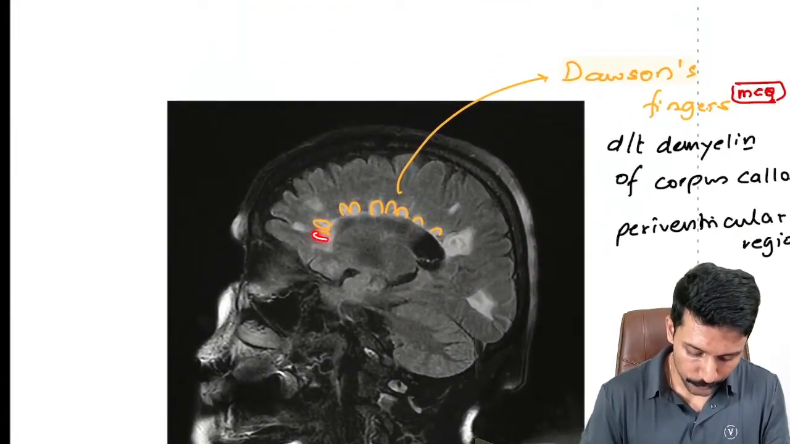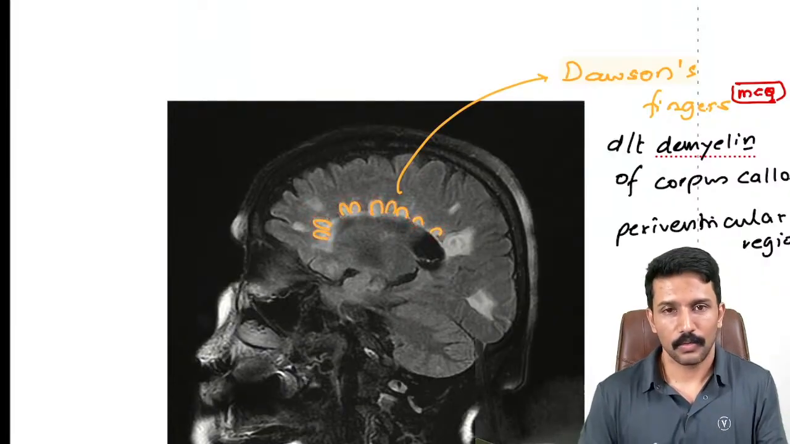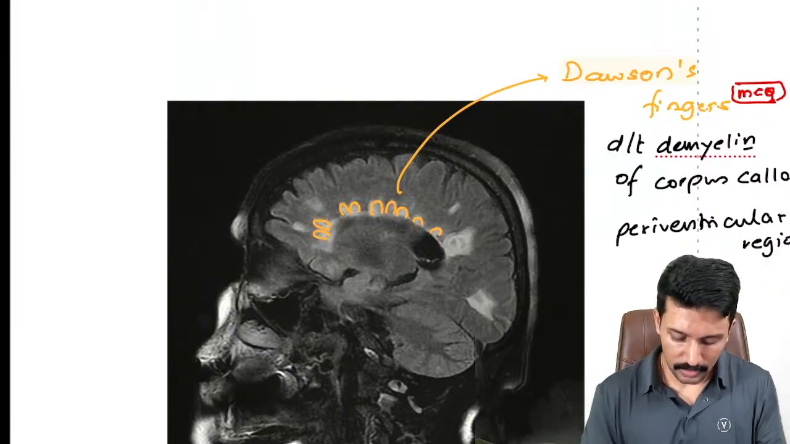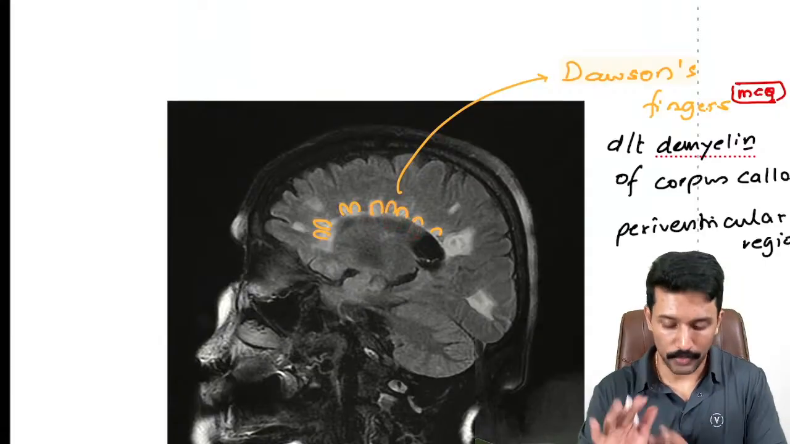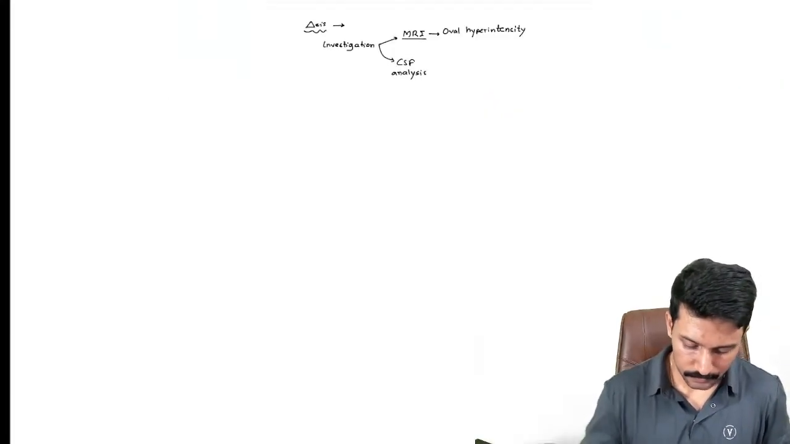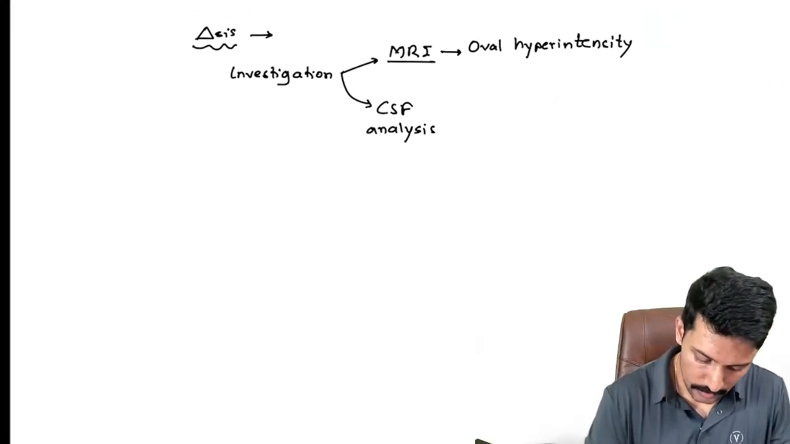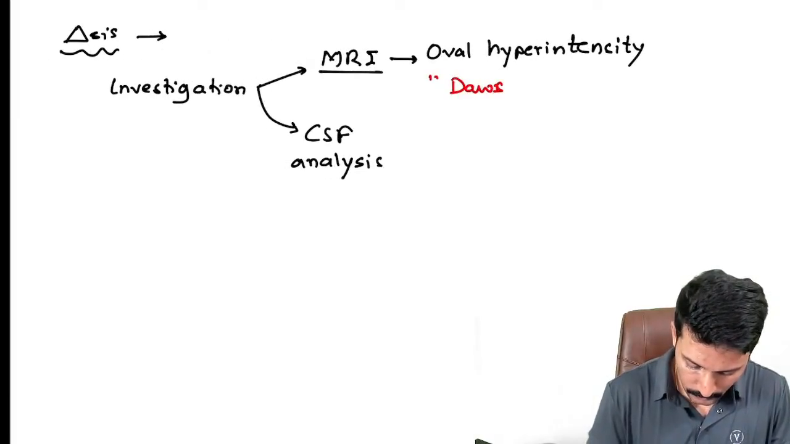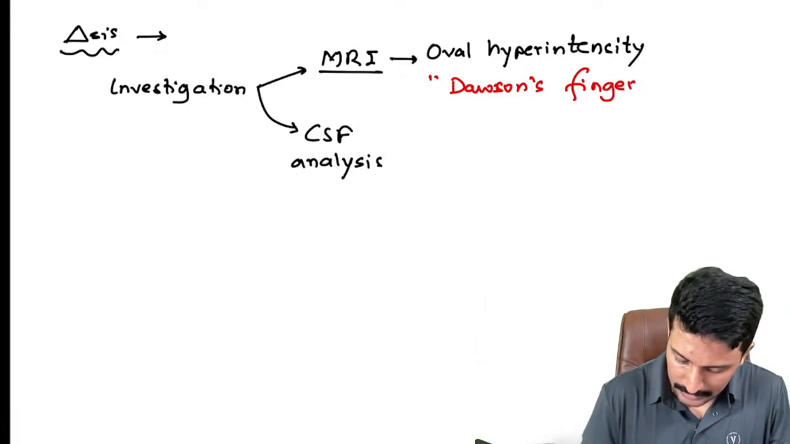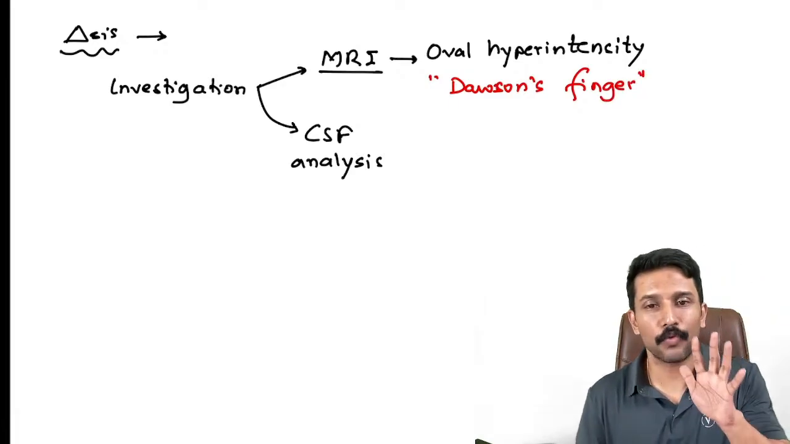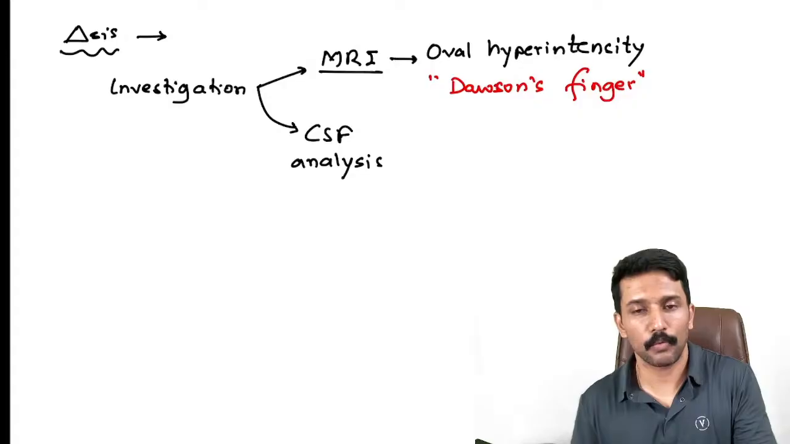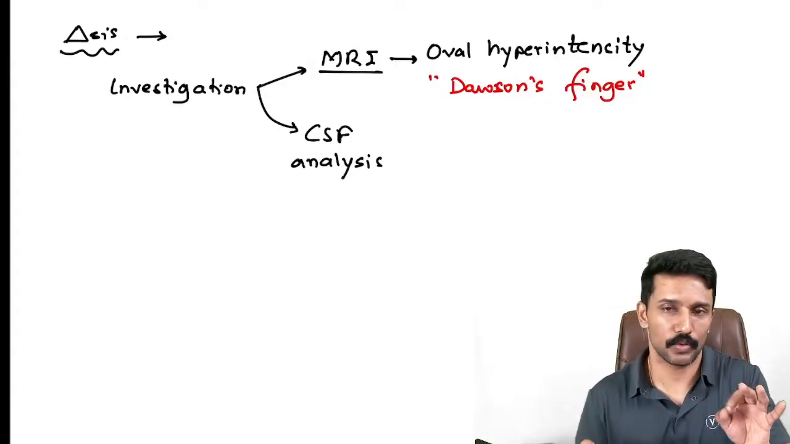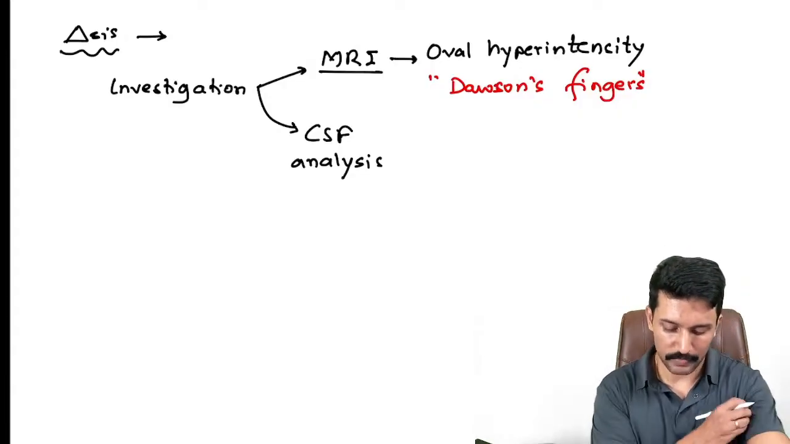So these oval-shaped hyperintensities, which appear like finger-like projections coming out from the ventricle, we will call Dawson's fingers. So I want you to remember this. Dawson's fingers: oval hyperintensities appear to arise from the ventricles. They are pointing towards demyelination of the corpus callosum, and we will call them Dawson's fingers.